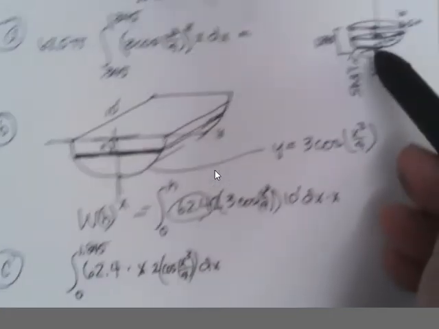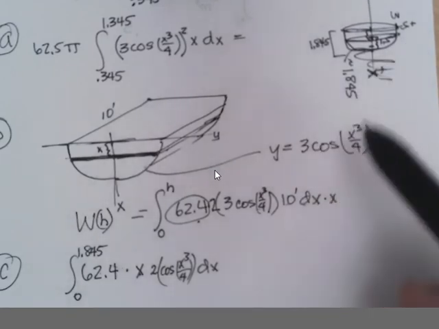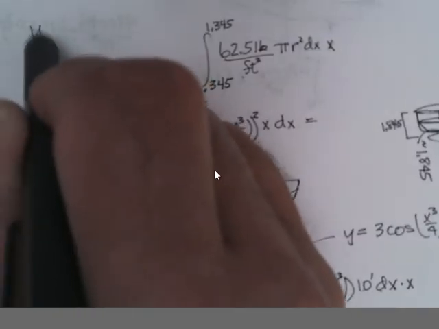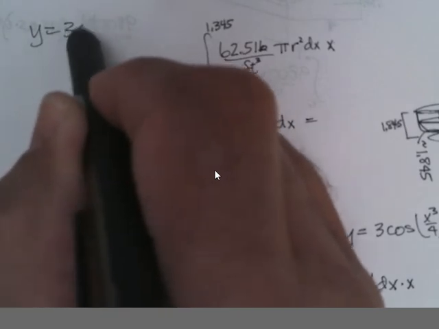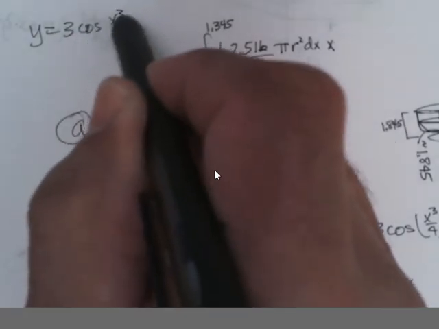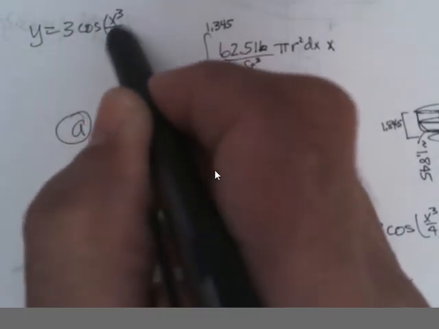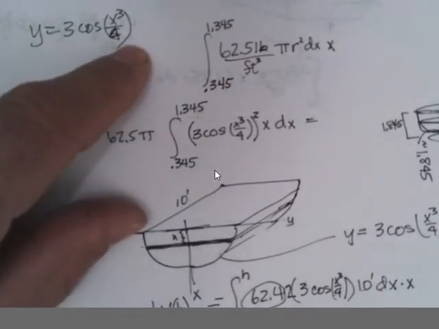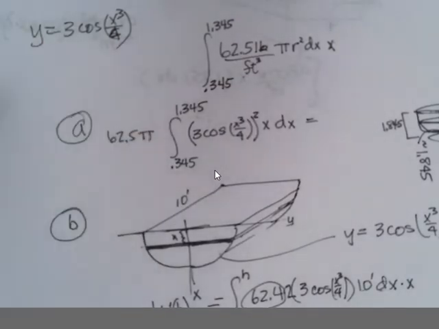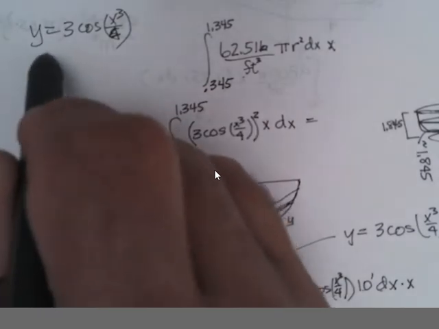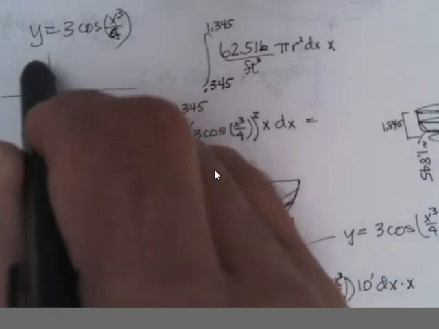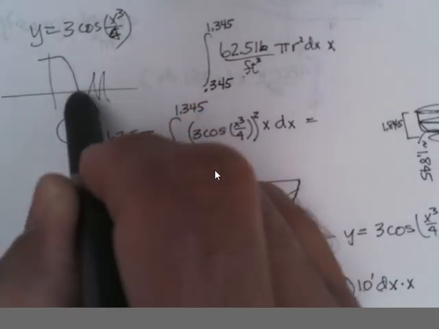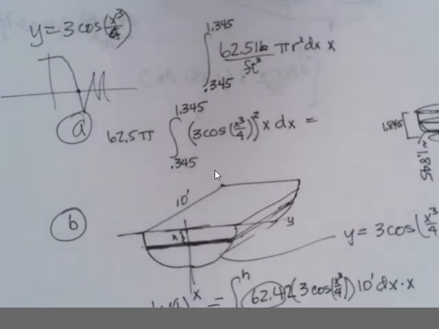Now, to get the 8.45, you need to actually graph this. In case you didn't catch that earlier, y equals 3 cosine x to the third over 4. Plug that into the calculator and see where it crosses the x-axis. It looks like something like this, and you have to find that x-intercept to get that low spot on it.